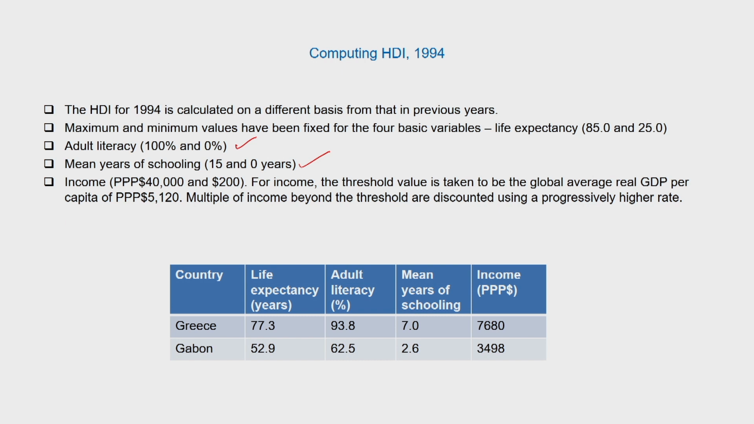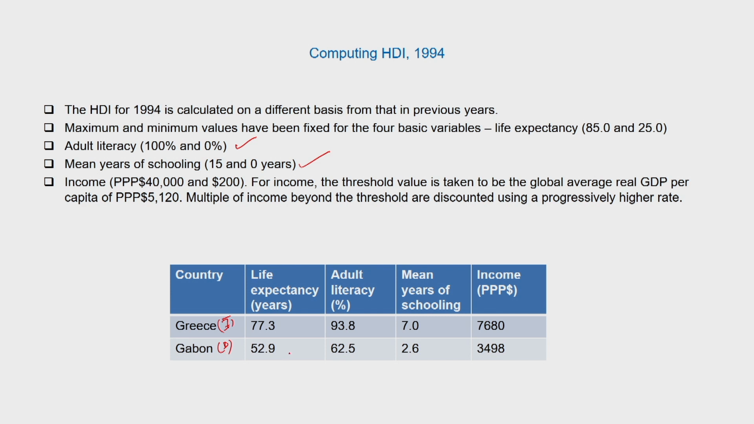For income, the threshold value was taken to be the global average real GDP per capita of $5,120. That was the global average that was taken, and multiples of income beyond the threshold were discounted using a progressively higher rate. Let us illustrate the computation of HDI 1994 with the example of two countries, Greece and Gabon. Greece here is an industrial country, is an advanced country, and Gabon is a developing country.